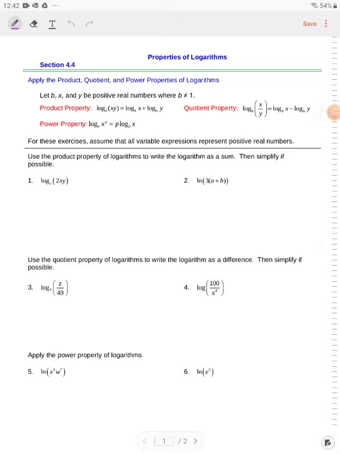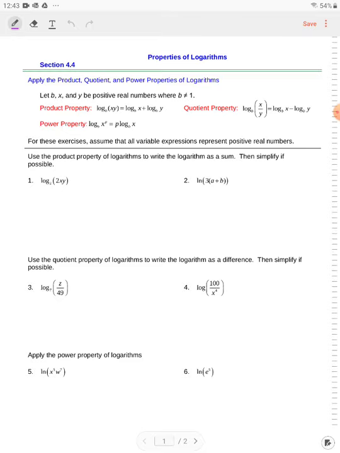As we continue our study of logarithms, today we're going to talk about the properties of logs. There are three properties. The product property, which says if you have log of x times y base b, that's equal to log x base b plus log y base b. The quotient property, log of x divided by y base b, is log x base b minus log y base b.